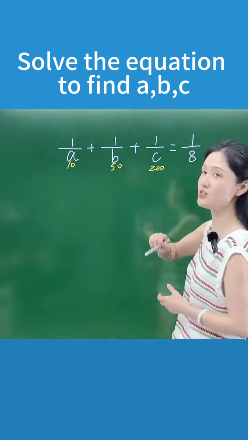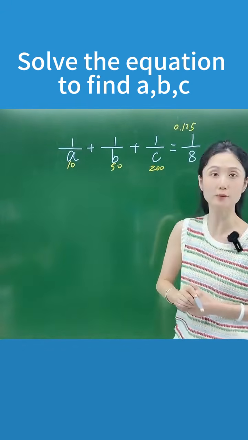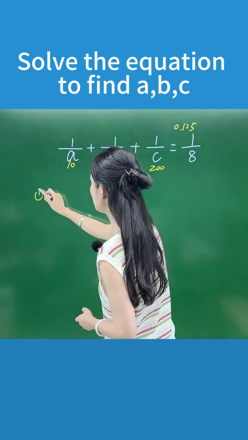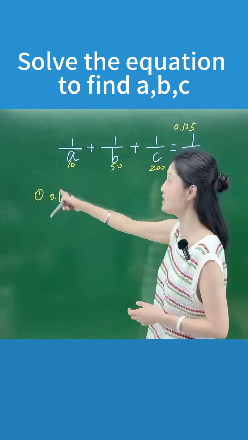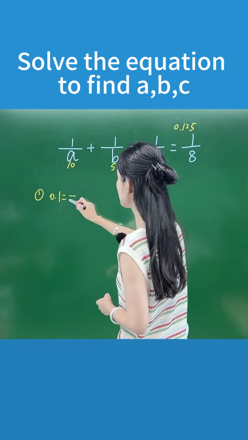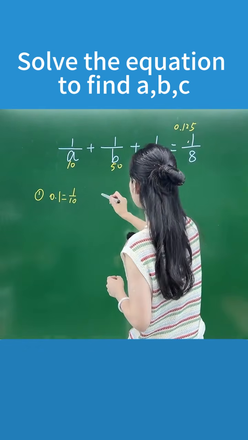Let's look at what 1/8 equals. If you write it as a decimal, it equals 0.125, right? So within this 0.125, I'm going to break it down. First, I can extract a 0.1, and you can see that 0.1 corresponds to 1/10, which is perfectly fine. And then this 2 actually corresponds to 0.02.